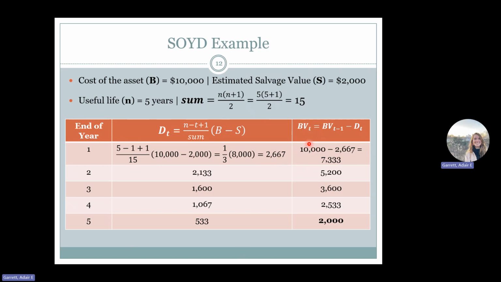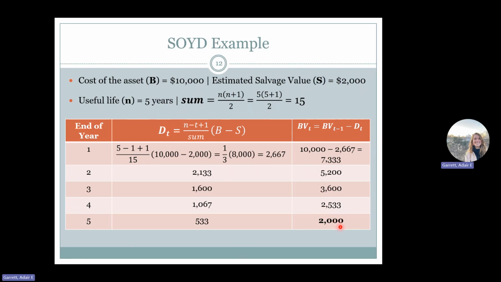So for year 1, the book value is going to be equal to the book value at the previous year, which is just the initial cost of the asset, since that's at year 0. And then we're going to subtract our depreciation charge, which is calculated right here, and we get 7,333. So we would repeat this process for each year, calculating first our depreciation charge and then our book value, and we would eventually get to our final book value, which is our estimated salvage value for this problem.